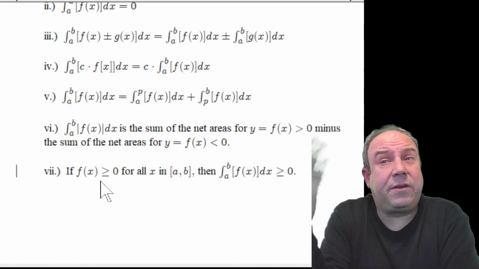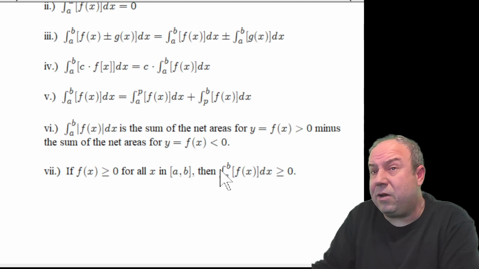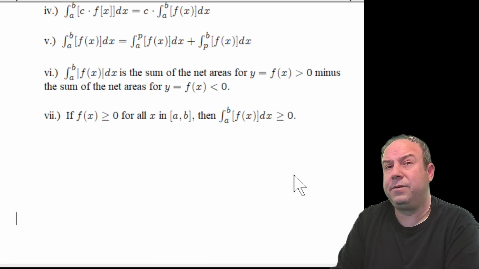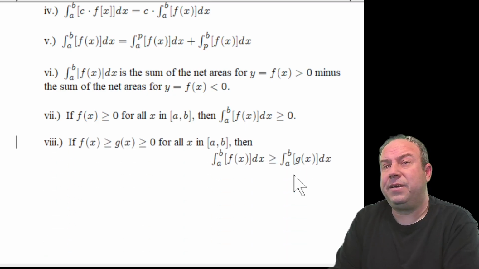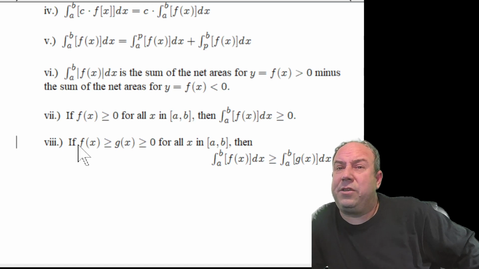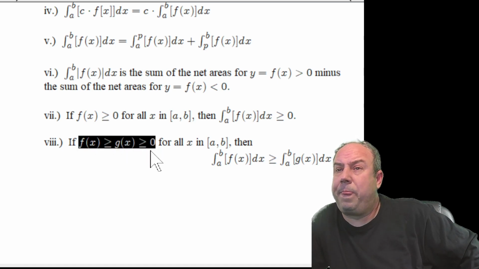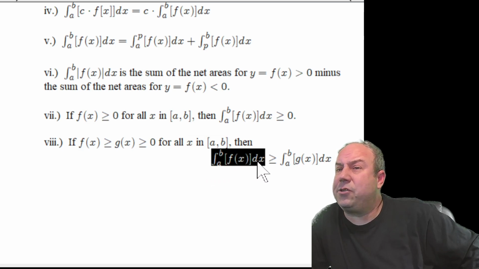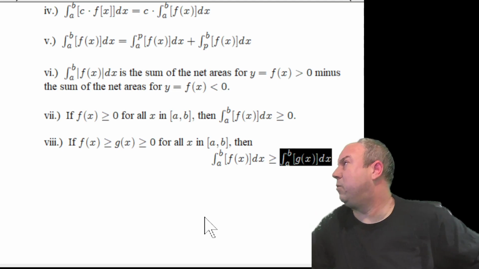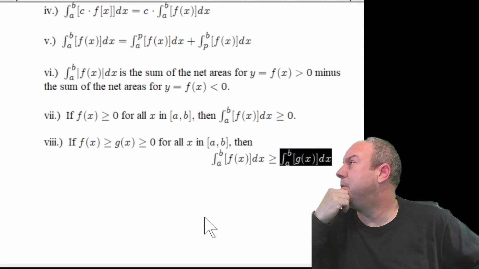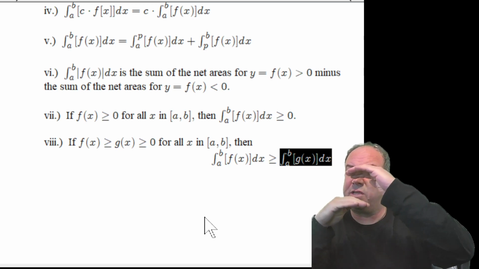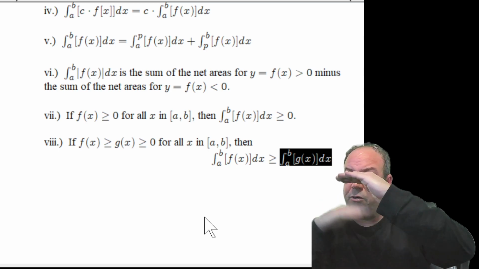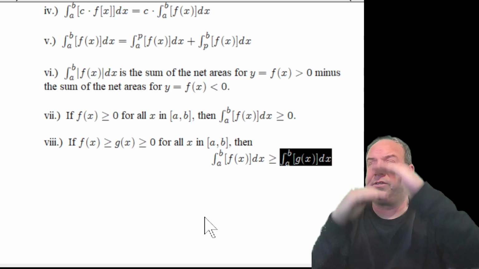If f of x is always greater than or equal to 0, your net area will always be bigger than 0. We saw that for the x squared function. All right. If f of x is bigger than g of x, and they're both bigger than 0, for all x in the interval from a to b, then the net area trapped in f of x will actually be bigger than or equal to the net area trapped in g. Because if f of x is always above g of x, what's trapped below it will always be bigger than or equal to what's trapped below g if they're both bigger than 0.